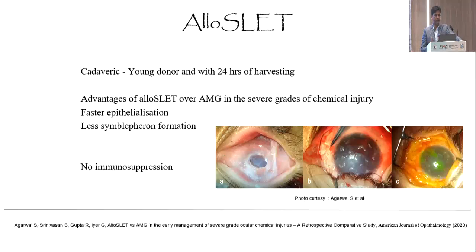And the allo-slate is already popularized, and can be used for acute lime burn. Mostly it is cadaveric. We prefer cadaveric from a young donor within 24 hours of harvesting. It has advantages in severe grades of chemical injury over the amniotic membrane alone. It promotes faster epithelialization and less symblepharon formation.